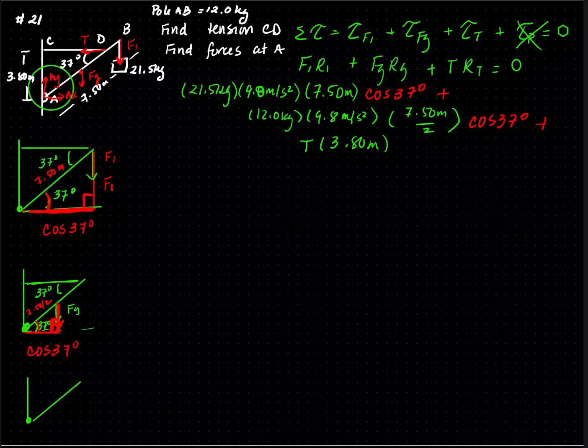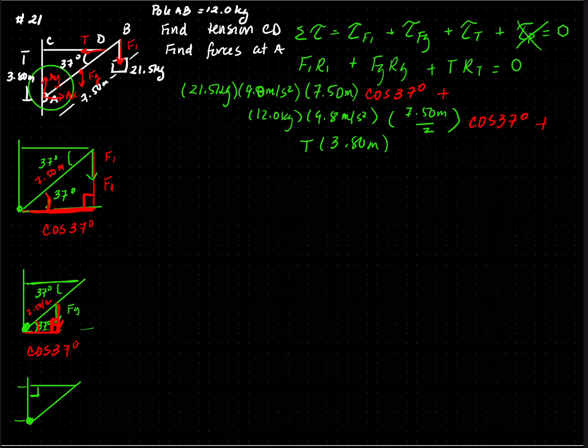If I redraw my picture, this is my pivot point. This is A. My pivot point, that's my lever arm. This is my CD. This is perpendicular to right here. And that was labeled as 3.8. So it was already perpendicular, so you didn't have to do X and Y.